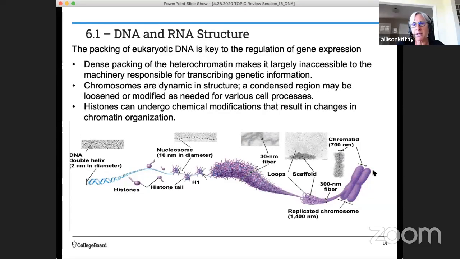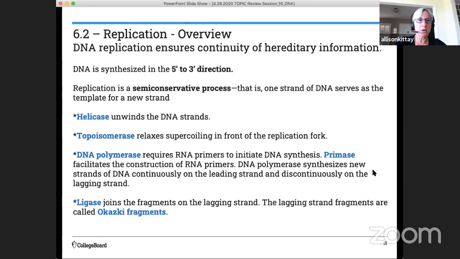And this is probably what you're most likely to imagine when you think about chromosomes, that kind of X-shaped structure. Okay, this is the overview of DNA replication. These are the important things that you can come back to and think about that are important to know about DNA replication. So first of all, DNA replication ensures the continuity of hereditary information. DNA is synthesized in the 5' to 3' direction, and I'm going to go over that in the next several slides. The replication is said to be semi-conservative.